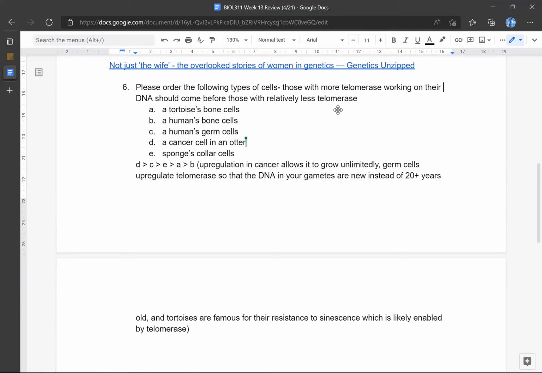And then sponges, they live for tens of thousands of years. So they probably utilize telomerase to limit the amount of aging that happens within their cells. And the same mindset for tortoise cells, because tortoises are known to live for hundreds of years, and then human cells. And mammals aren't very long lived. So yeah, very cool.